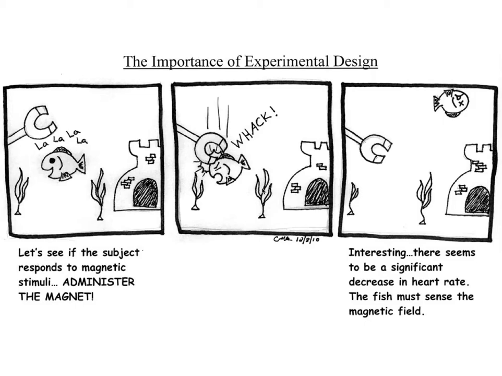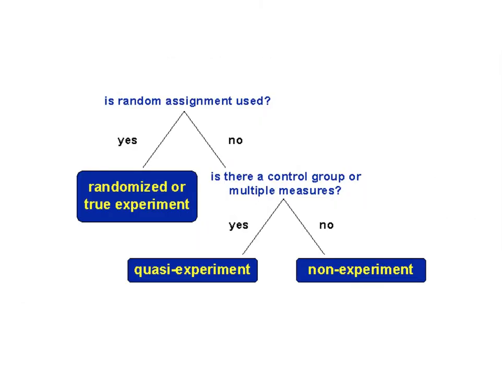So in the case of these guys here, they're doing their study, they're thinking the magnetic field is what kills the fish, when they're not paying attention to the fact that, yes, the fish's heart rate went down, but it's not the magnet that caused it, it's the fact that they hit him with the magnet. So that's a very, very gross simplification of that, but just to kind of explain the logic behind why we're doing this.